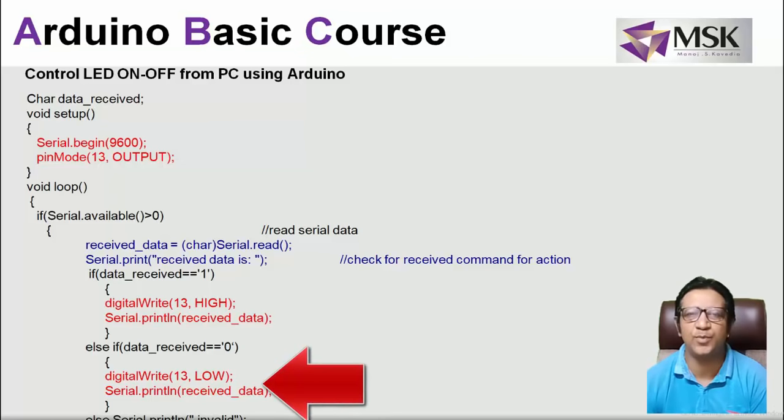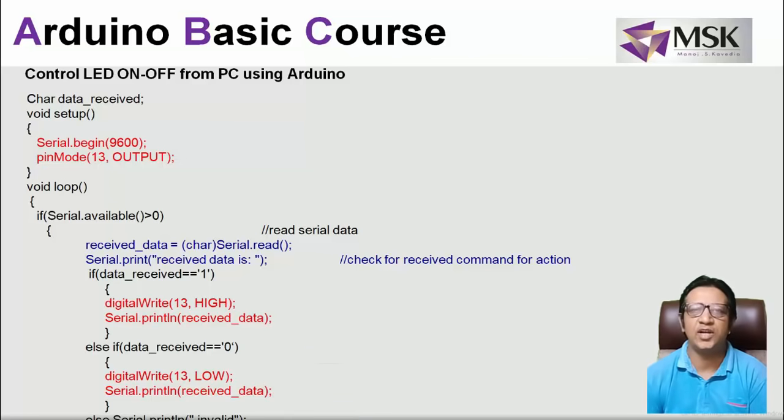So my serial monitor will display 0. The moment I press 1 from the serial monitor and it goes to the Arduino, the Arduino will turn on the LED and pass 1 back to the serial monitor. And if I'm passing 0, it will turn off the LED and pass 0 to the serial monitor. So I can see the status, what buttons I am pressing or what values I am passing.